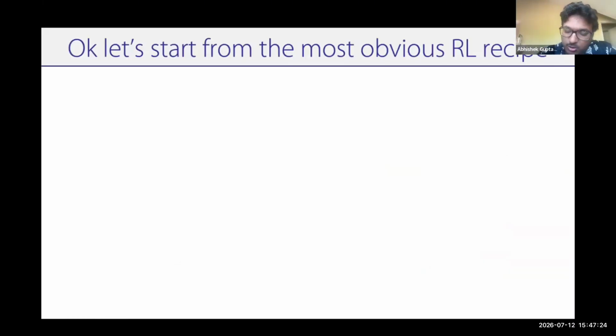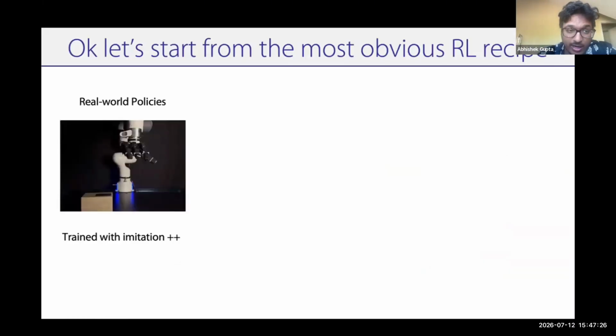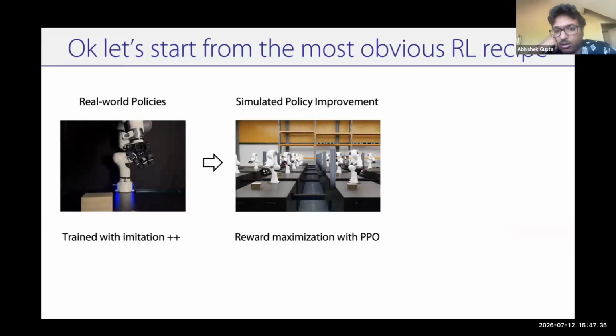We're going to start from the most obvious thing. We have some real world policies. We're going to train them with imitation learning or something. They'll work sometimes, they won't work sometimes, they'll make mistakes. Then we're going to stick them into a simulator, and we're going to use our favorite RL algorithm.